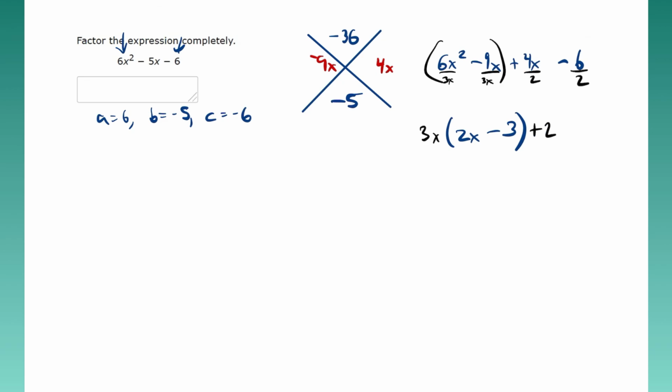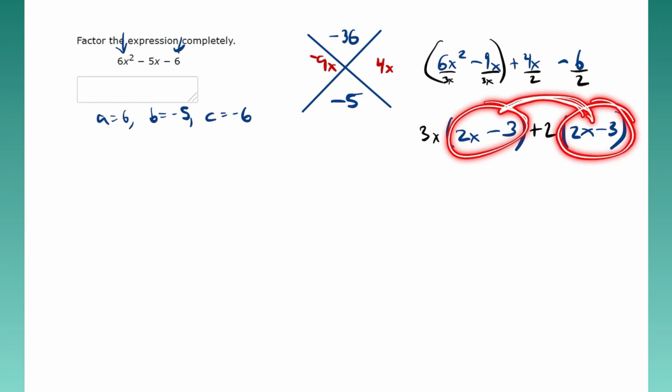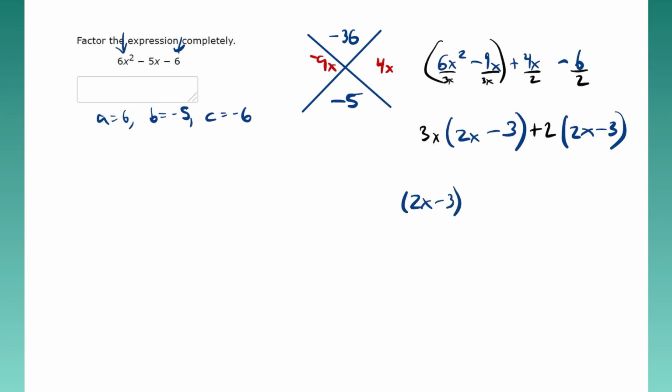Check to see if the binomials are the same. They are. Factor out that binomial, 2x minus 3, divide it out, and you are left with 3x plus 2, and that is our final answer. And that completes this section.